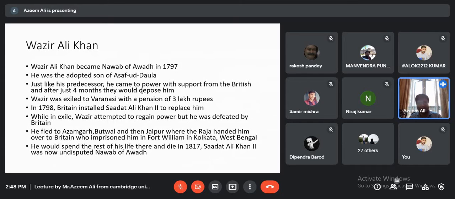And while in exile, Wazir Ali Khan attempted to regain power, but was defeated by Britain. And he fled to Azamgarh, then Butwal, and then Jaipur, where the Raja of Jaipur handed him over to Britain, who then imprisoned him in Fort William in Kolkata in West Bengal. And he spent the rest of his life there and died in 1817. And now Sadat Ali Khan was the undisputed Nawab of Awadh.